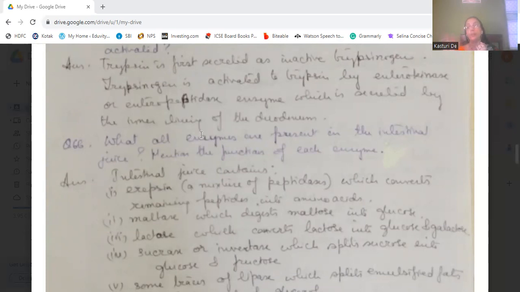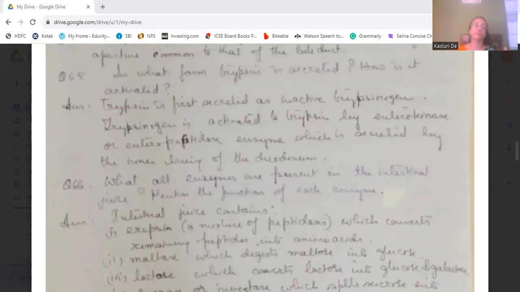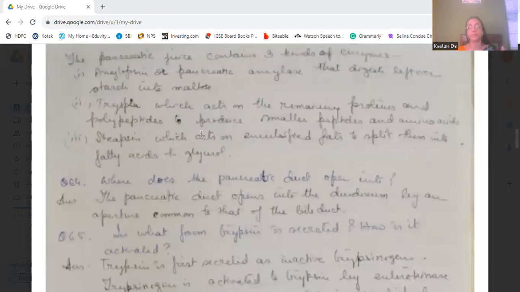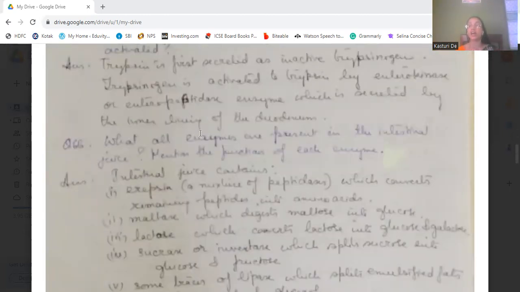Erepsin is a mixture of peptidases, which will convert peptides into amino acids. We know that trypsin converted proteins into smaller polypeptides. Now, these smaller polypeptides are converted into amino acids by erepsin. Maltase is another enzyme present in the intestinal juice that will convert maltose into glucose. We know that in the duodenum, the pancreatic juice contains amylopsin, which converted starch into maltose. Here, maltase converts maltose into glucose.